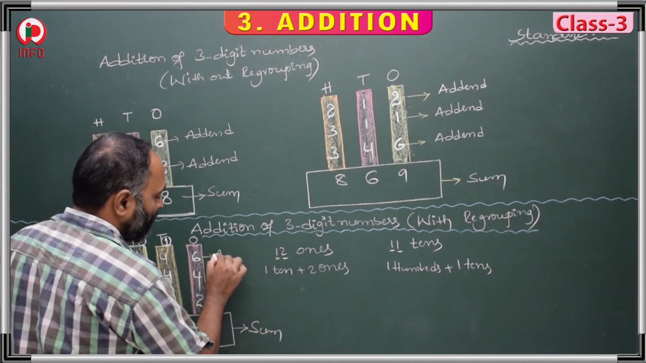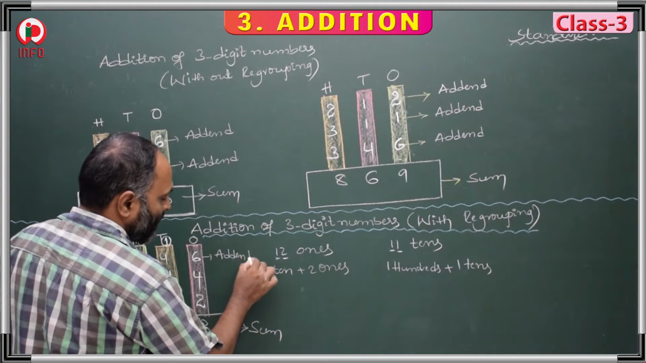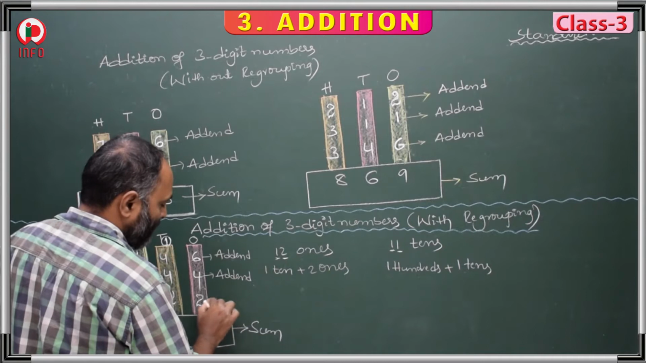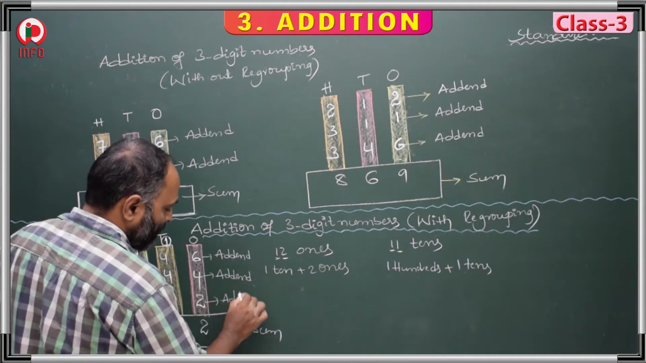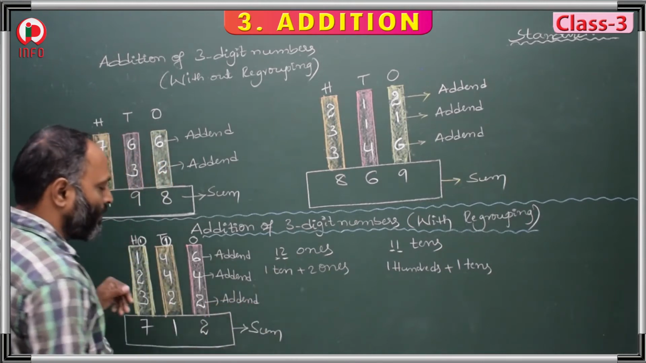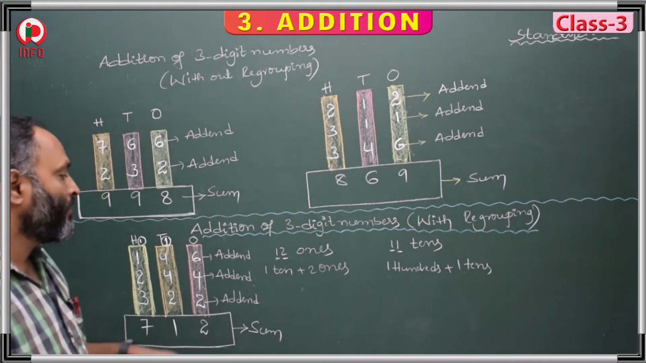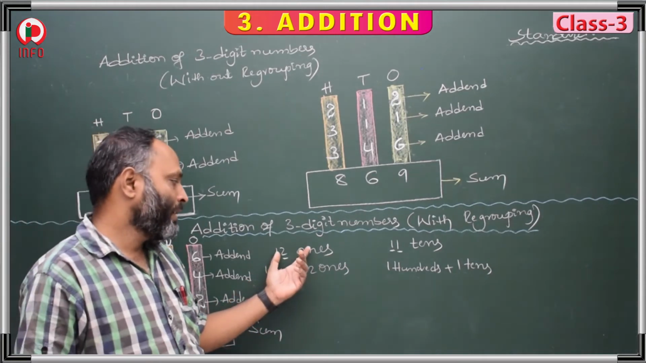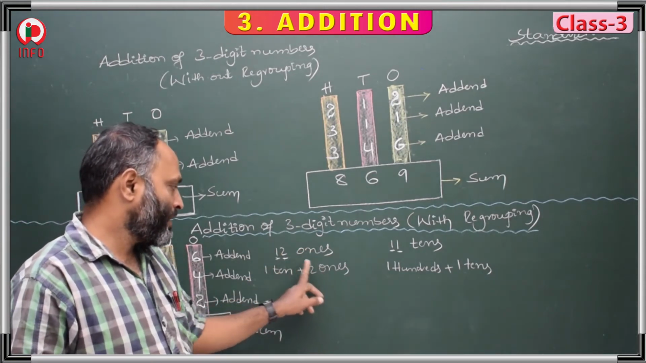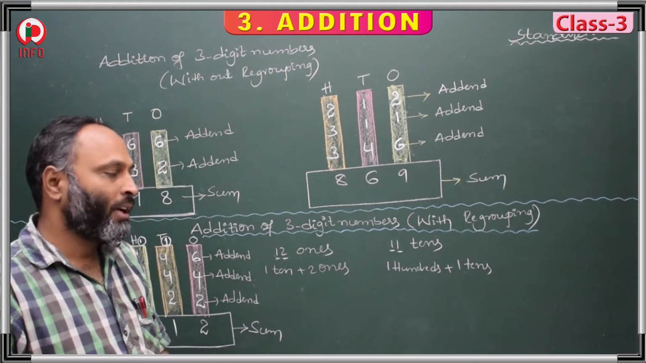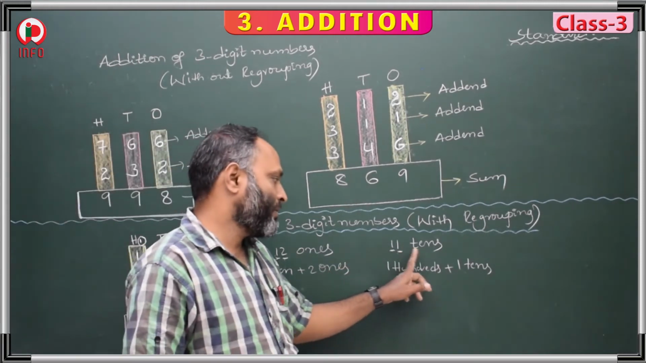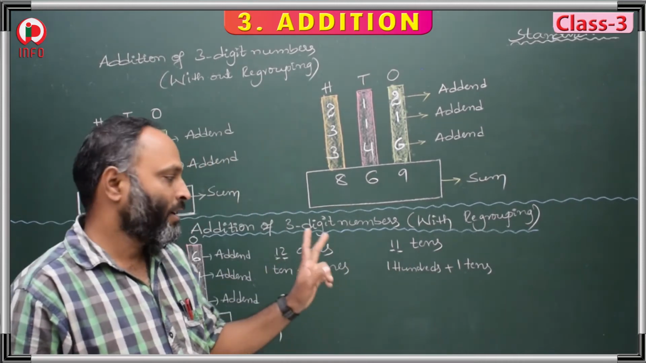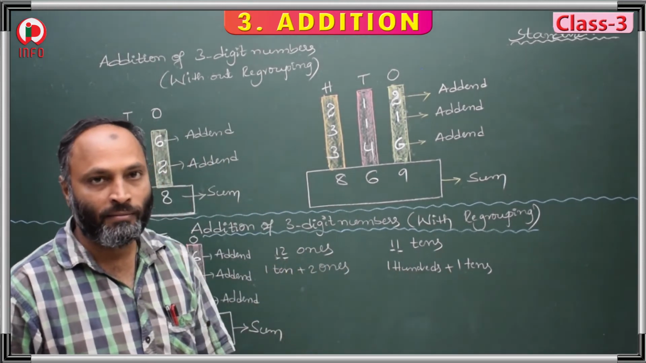This is the first addend. This is the second addend. This is the third addend. First addend, second addend, third addend. So if we add the ones place and get a 2 digit number, then the first digit shows ones and the second shows tens. If we add tens, the first digit shows tens and the second shows hundreds. Hundreds, tens and tens, ones, like this.